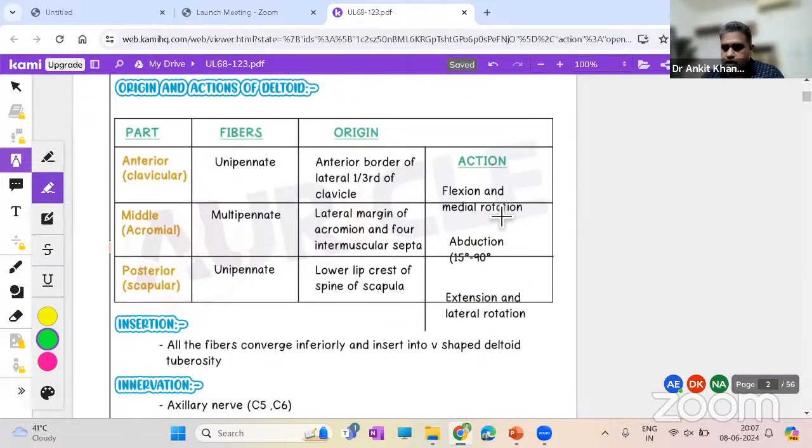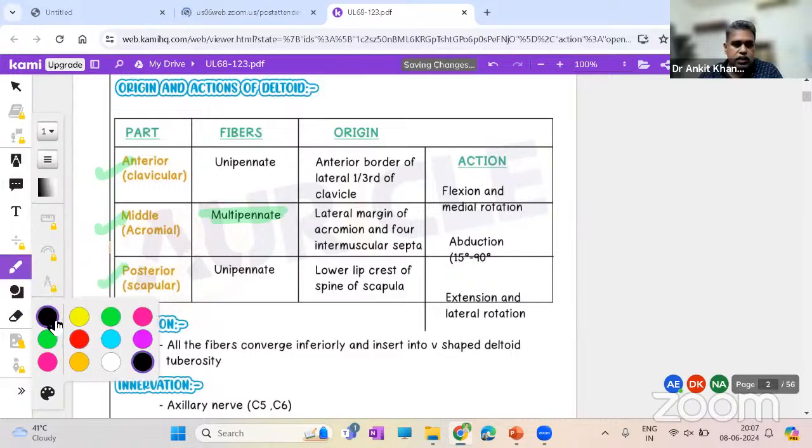Now, remember, in giving a good answer, it's very important that your basics are right. So here we can write that the deltoid has basically three parts. Remember to write them as anterior, middle, and posterior part. So we have an anterior part, a middle part, and a posterior part. The middle part is the only multipennate part.